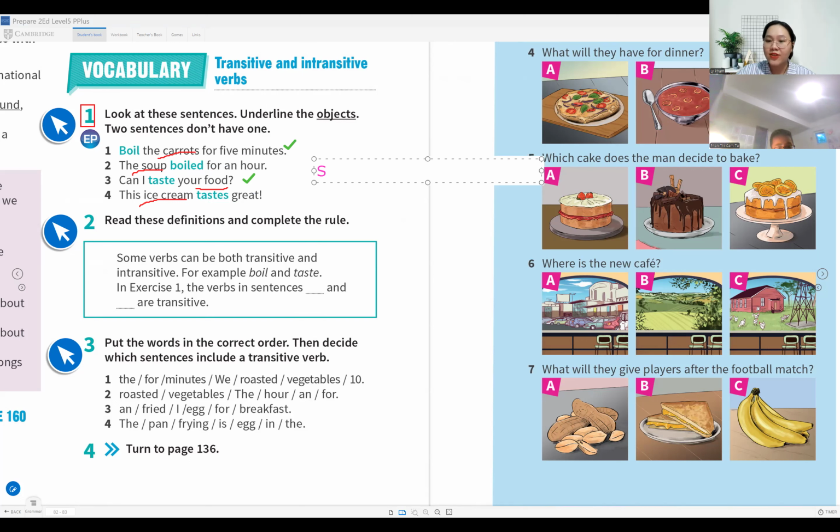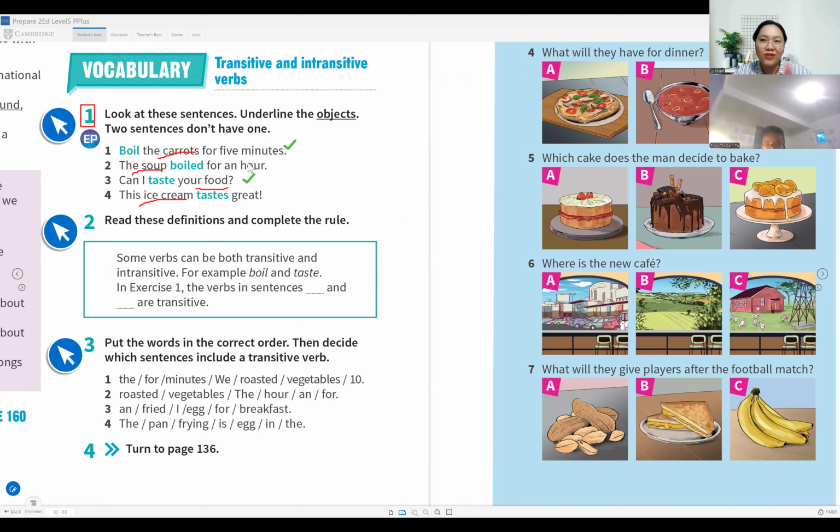Usually the subject comes first and then the verb, right? And after that, it is an object. So the object comes after the main verb. So for number two and four, are there any objects? Actually, no, they aren't. They don't have any objects. We can all see that the soup is the subject, and then boil, the verb. And after that, we cannot see an object.